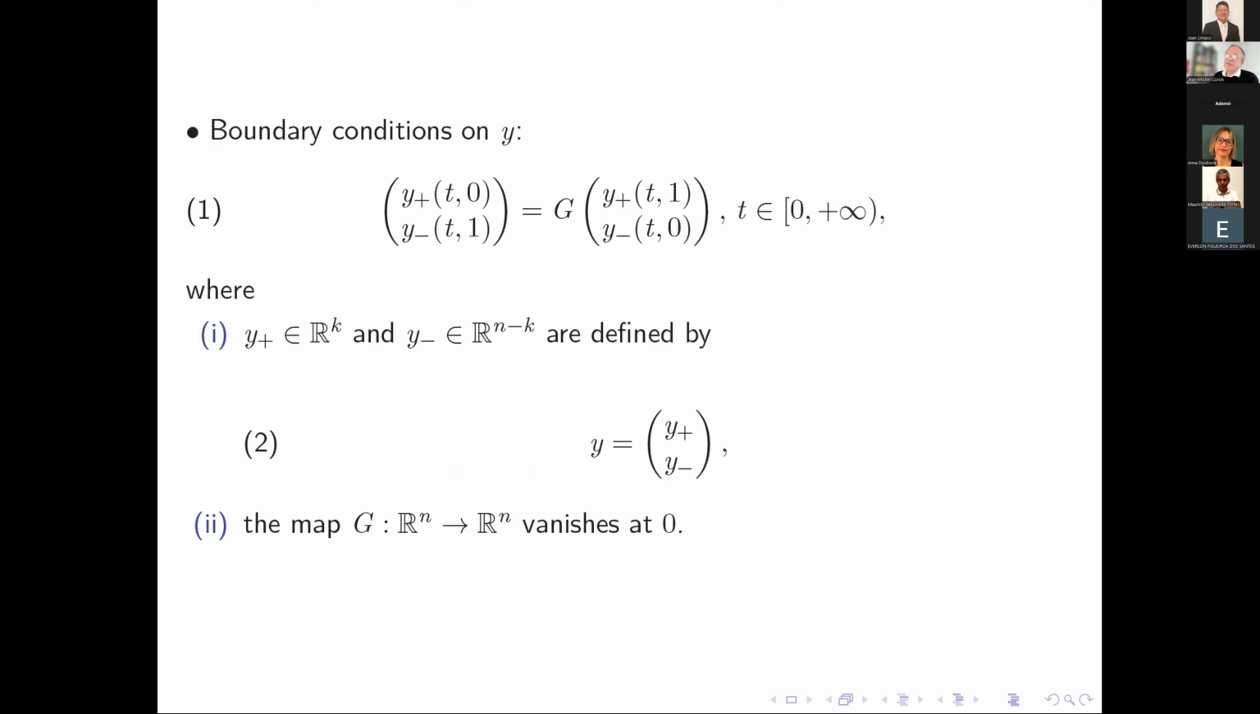And the map G is assumed to vanish at 0. Part of G is given by the physics, as we are going to see, but part of G you can choose. The part that you choose is called the feedback. You can choose some components of G, not all, but some. And what you want to do is choose these components of G in such a way that you have exponential stability, at least locally.